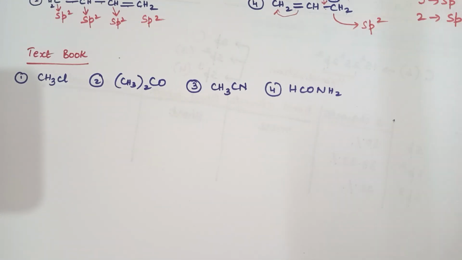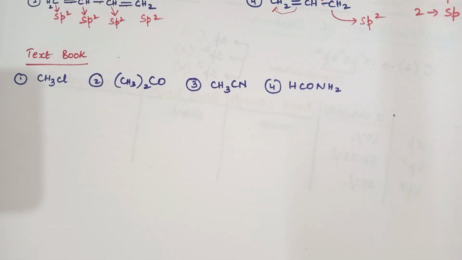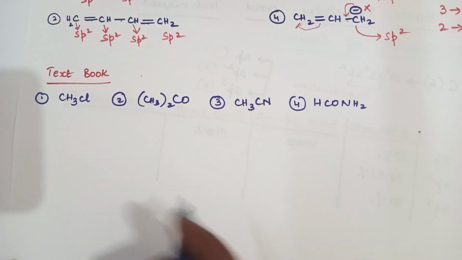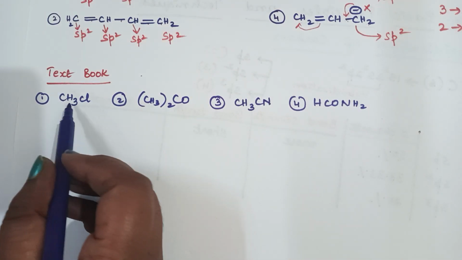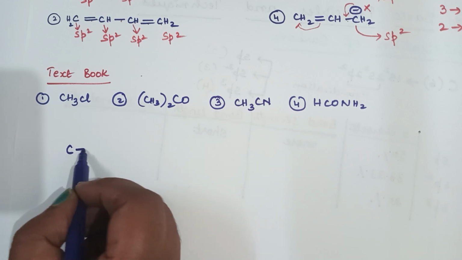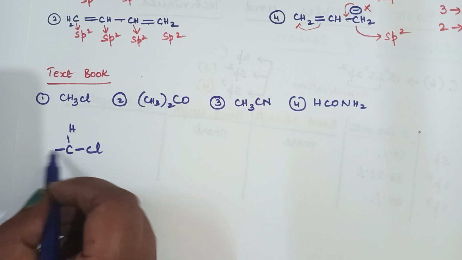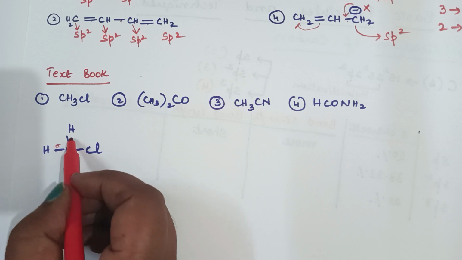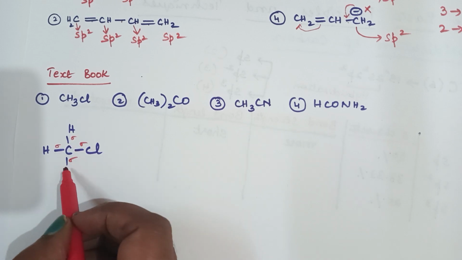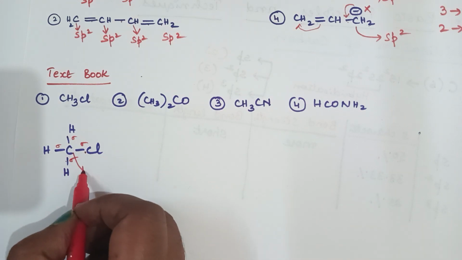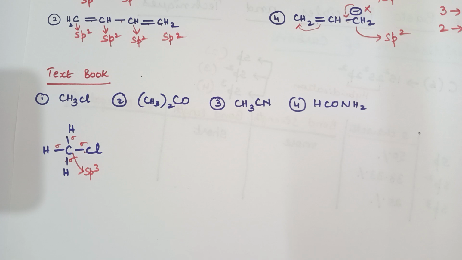Is that clear? So now we will take some more examples. These are examples I have taken from the textbook, and we will solve them so that you can understand better. So CH3Cl, which is methyl chloride. You can write the structure like this: C, Cl, hydrogen, hydrogen, hydrogen. How many sigma bonds are present? 1, 2, 3, 4. So totally 4 sigma bonds are there. If 4 sigma bonds are present, then this carbon will be sp3 hybridization.